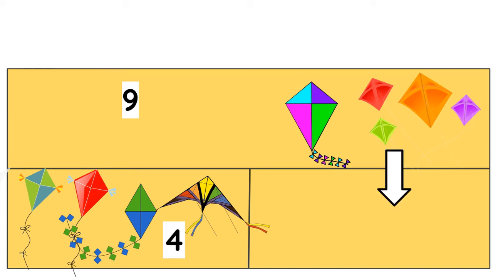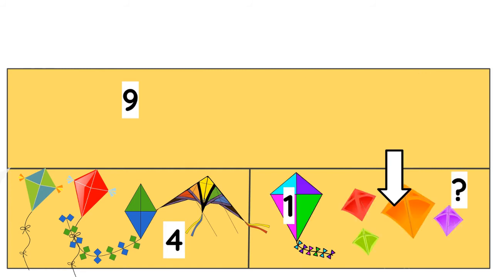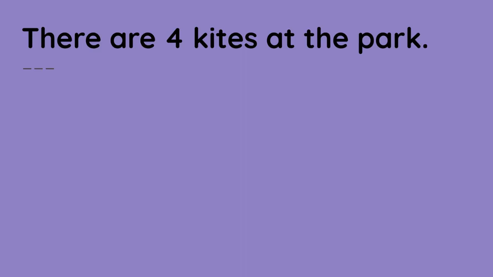There were 4. Now we will move what's left to the other part. And how much is left? Let's count it together. 1, 2, 3, 4, 5 kites. Do you see the answer to the question we had at the beginning of our story?